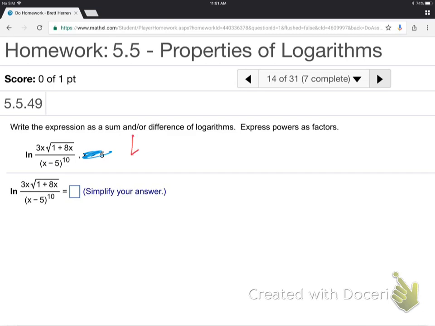So it becomes ln 3x plus ln square root of 1 plus 8x minus ln x minus 5 to the 10th. Good first step. The ones on the top are added. The one on the bottom is subtracted because it's divided.